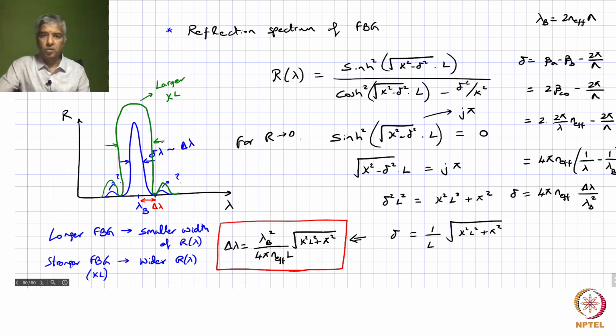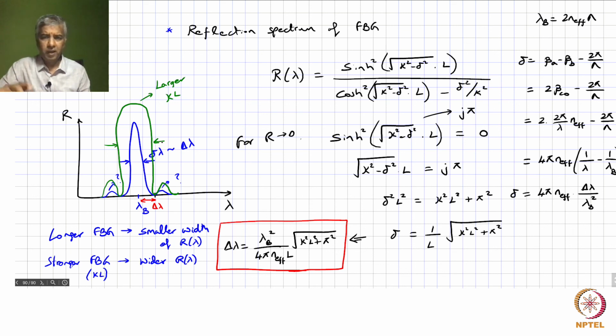Those are some of the trade-offs that you have to deal with. You want as small a delta lambda as possible, because what you are interested in as a sensor is the position of lambda b. You are not interested in the width of delta lambda.